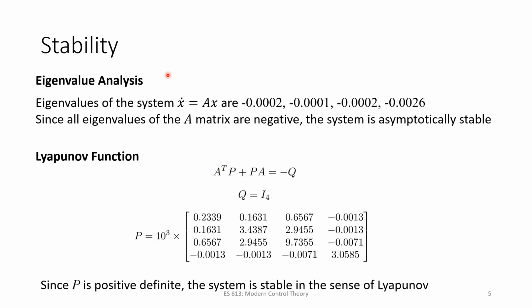The stability of the system is analyzed using the eigenvalues of the x dot equals Ax equation. It was observed that all the four eigenvalues were negative, which means that the system is asymptotically stable. Thereafter, for the Lyapunov function, the expression A transpose P plus PA equals minus Q is calculated by considering Q equals I4. We got this matrix P as a result. Here the matrix P is positive definite and symmetric. Thus, the system is stable in the sense of Lyapunov.